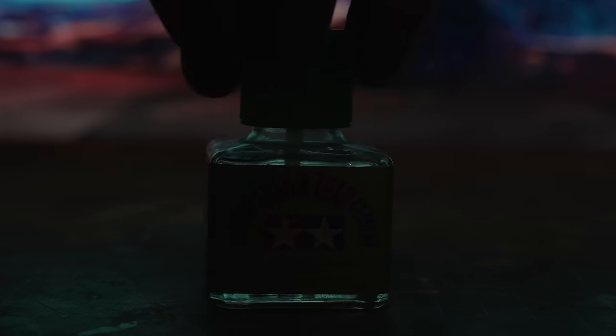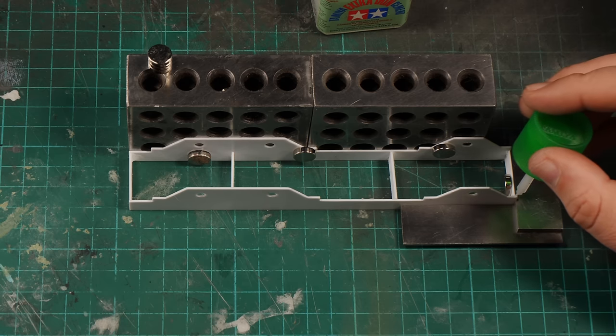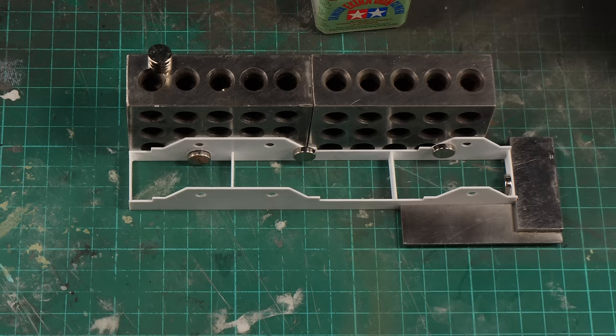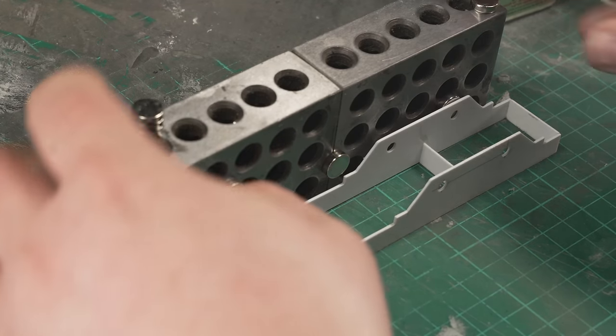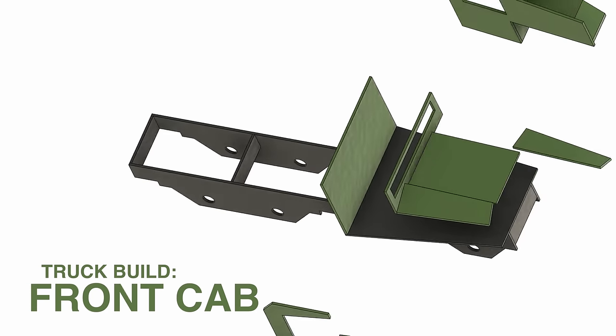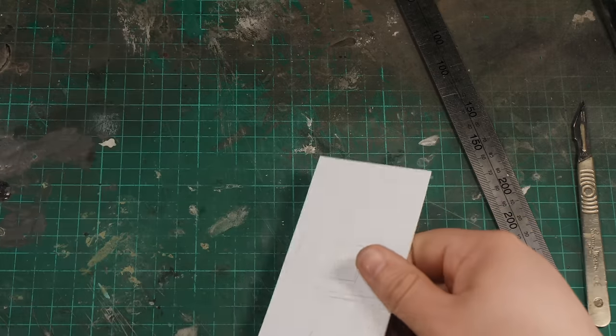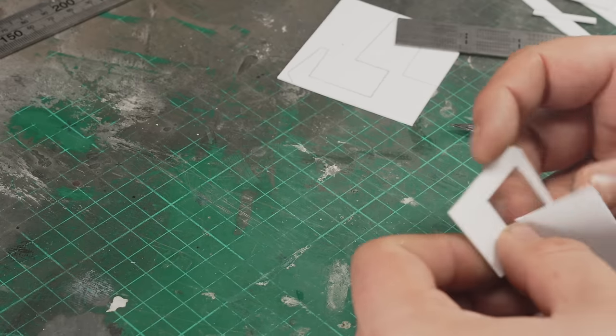I like Tamiya extra thin cement. This wicks its way through the joint via capillary action, meaning you can apply it after the parts are lined up, which is a godsend. Using other types of glue like super glues or tube plastic cement will work, but they can be a bit messy. We'll come back to the chassis later, because attaching the wheels is best done at the end of the build.